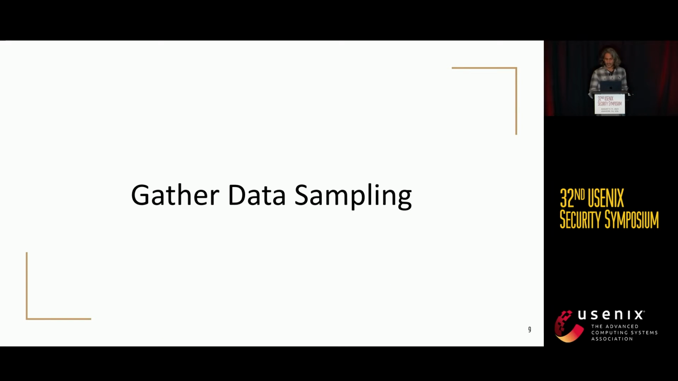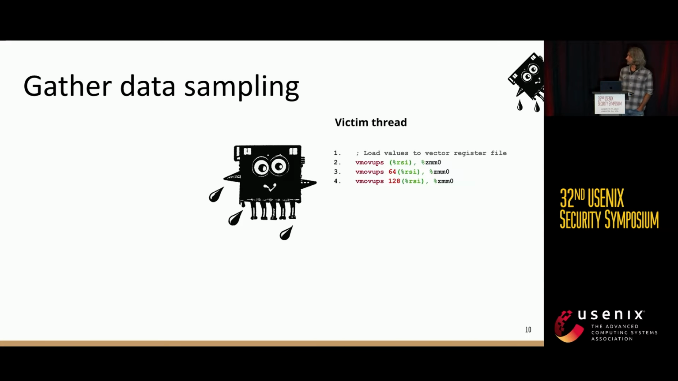The attack is called Gather Data Sampling. The attack is pretty simple. Once you find this vulnerability, you realize that you can simply exploit this. So imagine we have a victim that executes a thread on this CPU, and the victim does a bunch of vector operations populating the register file with some data.